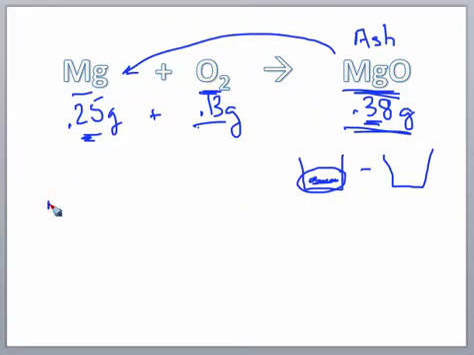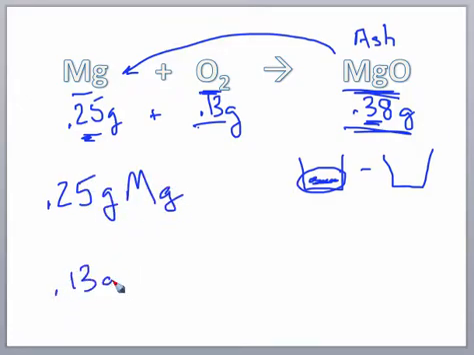So now what I want to do is take my 0.25 grams of magnesium and my 0.13 grams of oxygen and convert those to moles. Now notice, I'm going to use oxygen as just O. I'm not going to use O2, and we'll talk about that a little bit later as to why I did that. Alright, so let's do that calculation.